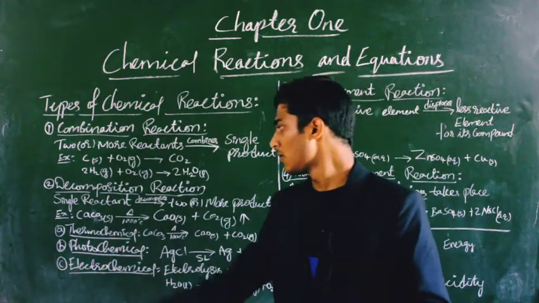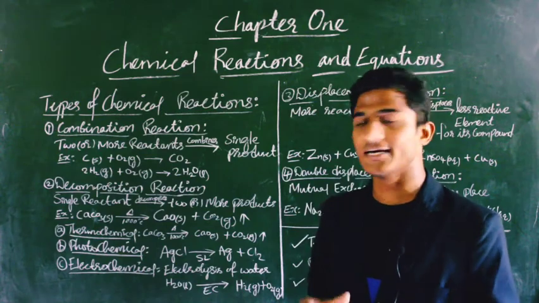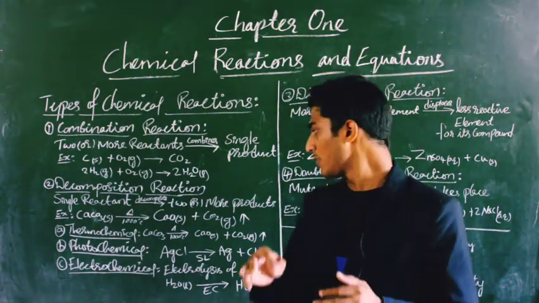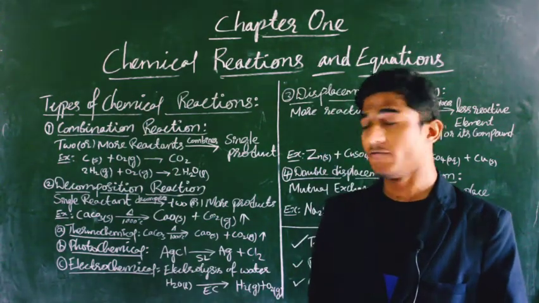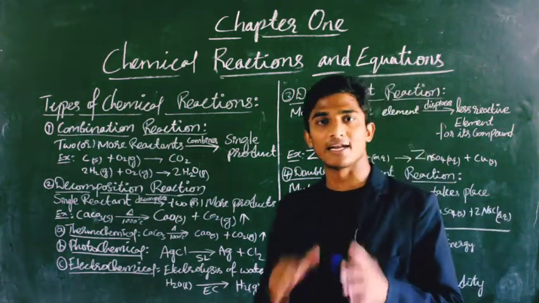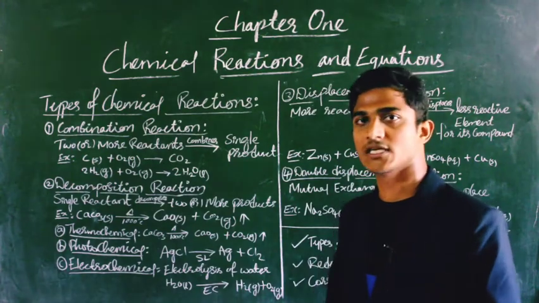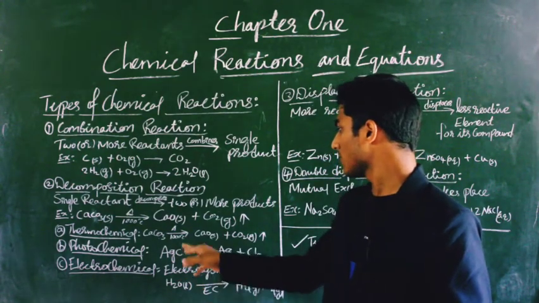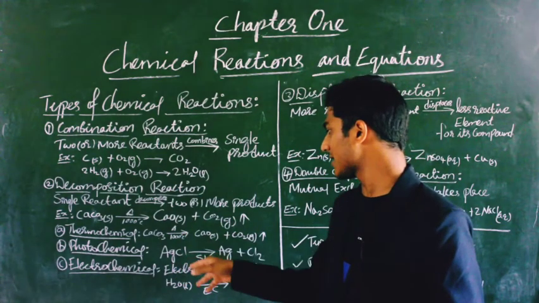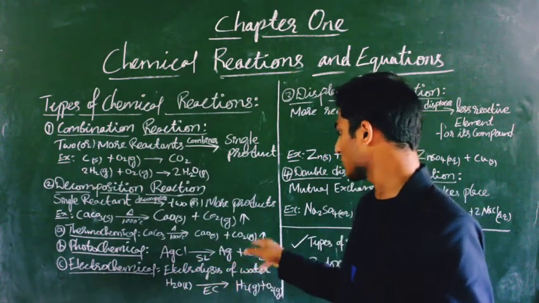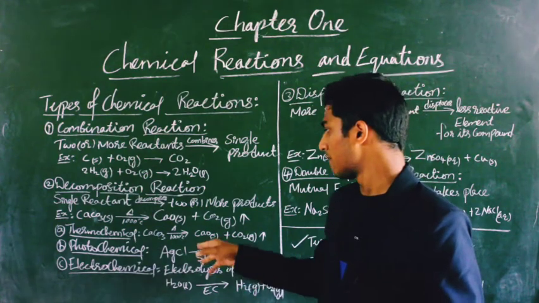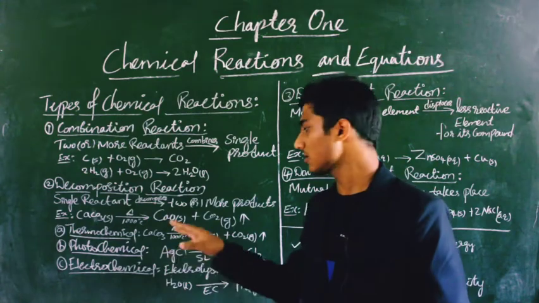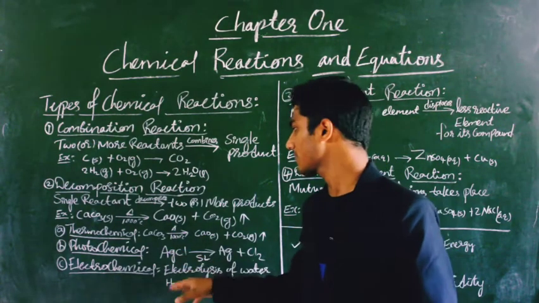Second one, photochemical. What is photochemical reaction? A chemical reaction that takes place with the help of sunlight is known as a photochemical reaction. We will understand this definition with an example. Silver chloride. When we treat silver chloride in sunlight, we get silver plus chlorine. When we treat silver chloride in sunlight, the silver turns into silver metal, that is grey in color.